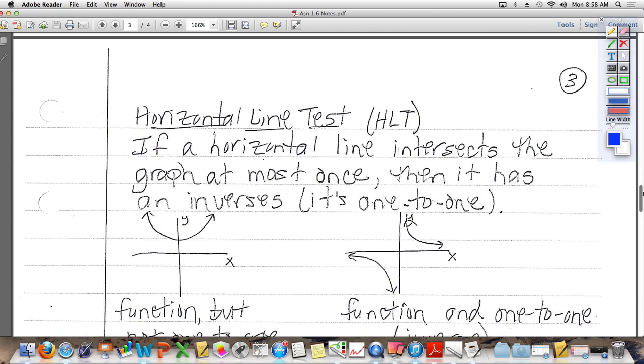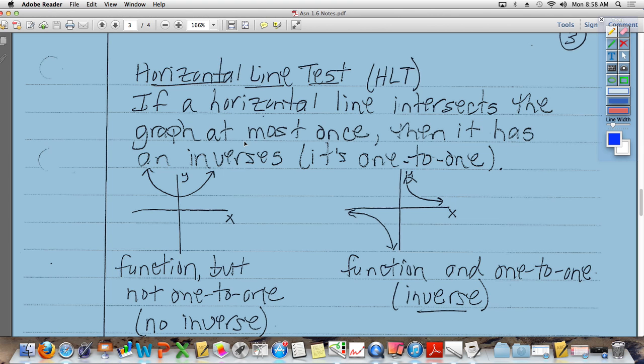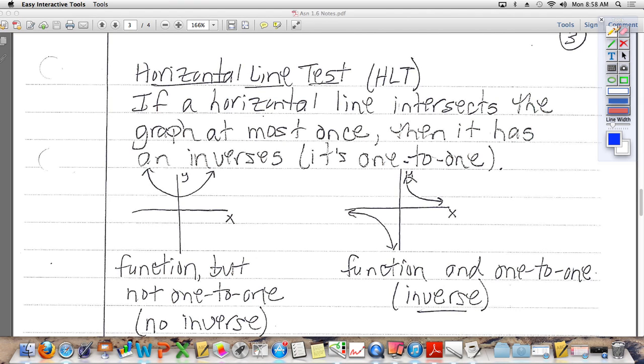The horizontal line test. I like this. This is going to tell you whether or not something has an inverse. If it doesn't pass the horizontal line test, it doesn't have an inverse. The horizontal line test works exactly the same as the vertical line test. It just means that if you can draw a horizontal line through it and have it only touch the graph in one place, it does have an inverse. So if a horizontal line intersects the graph at most once, then it has an inverse.